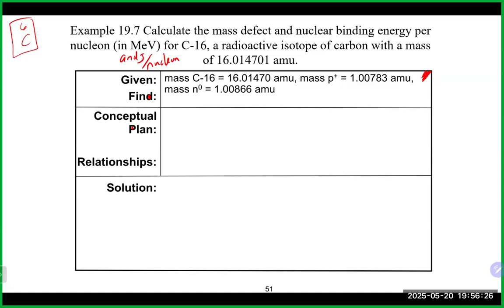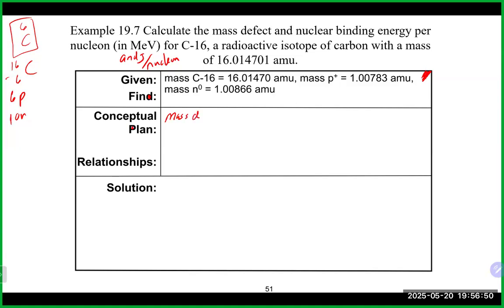Okay, let's take a look, see how you're doing. Again, we'll start with protons and neutrons since we need to figure those out. So obviously here we got 16 and 6. So we got 6 protons here, and obviously 16 minus 6 would give us 10 neutrons. So we need that to get our mass defect. So that's where we could start.